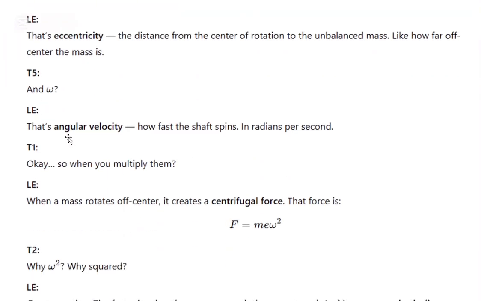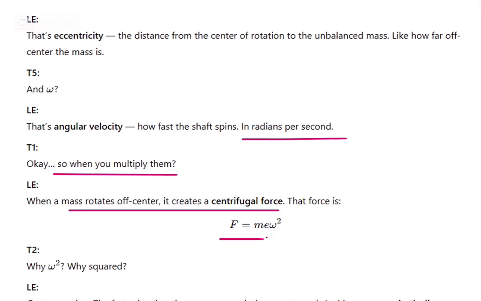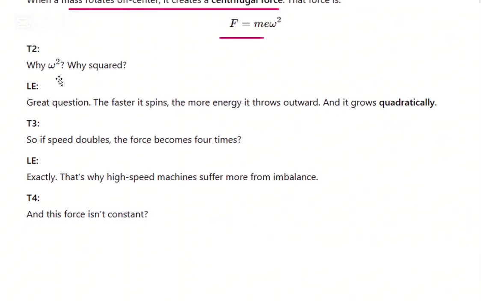e is the eccentricity, the distance from the center of rotation to the unbalanced mass, like how far off center the mass is. Omega is the angular velocity, how fast the shaft spins in radians per second. So when a mass rotates off center, it creates a centrifugal force, m e omega squared. The faster it spins, the more energy it throws outward, and it grows quadratically. If the speed doubles, the force becomes 4 times. That's why high speed machines suffer more from imbalance.